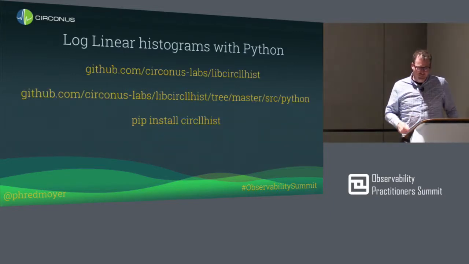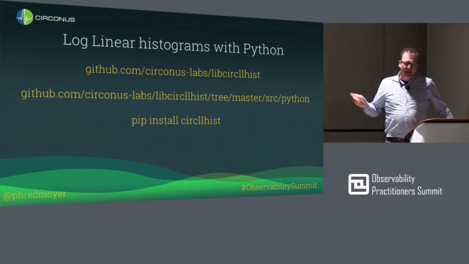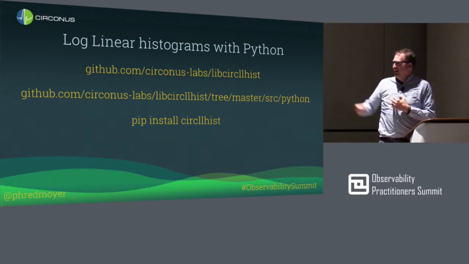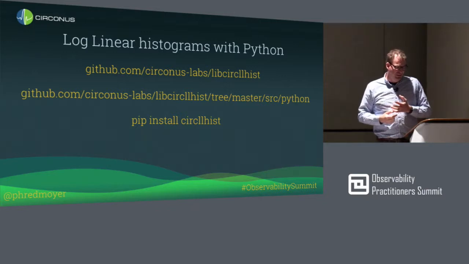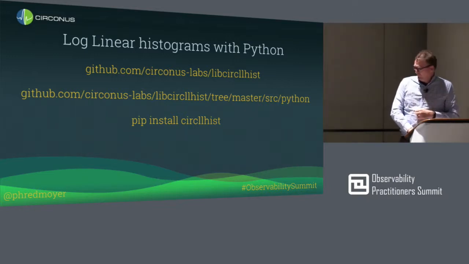So let's take a look at how we can do some of these calculations with Python. We've published Python bindings to our C library, which you can install with pip. You do have to have the C library installed beforehand. I'm not sure if anyone solved the C dependency for Python modules, how to install those automatically.